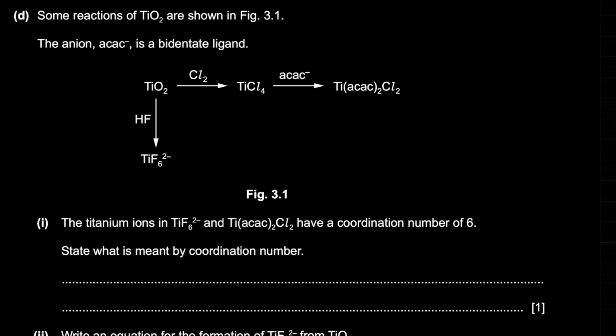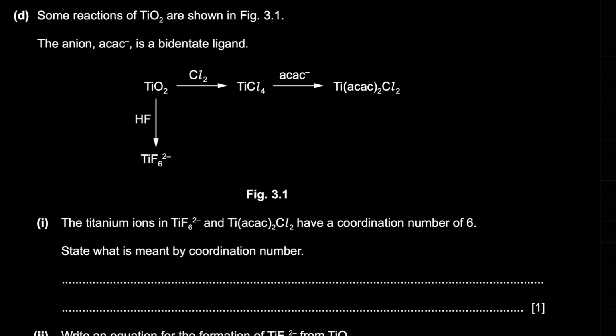Some reactions of TiO2 are shown in figure 3.1. The anion acac- is a bidentate ligand. TiO2 reacts with chlorine to form TiCl4, which reacts with this bidentate ligand to form this complex here. And TiO2 can also react with fluoride ions to form TiF6 2-. The titanium ions in TiF6 and in this complex over here have a coordination number of 6. Explain what is meant by the term coordination number.